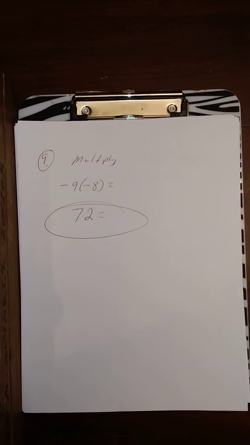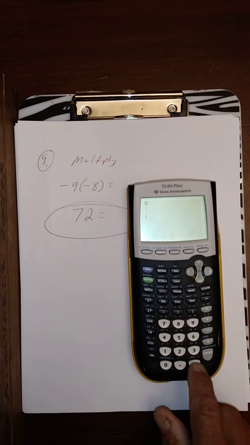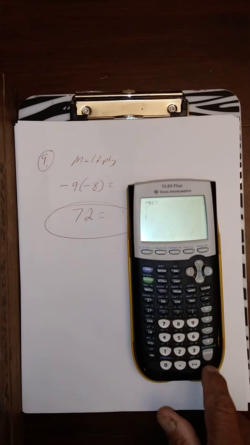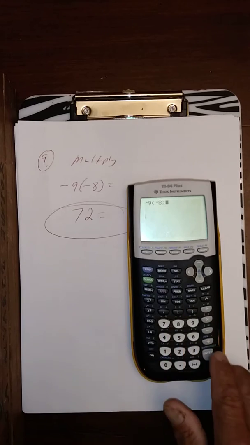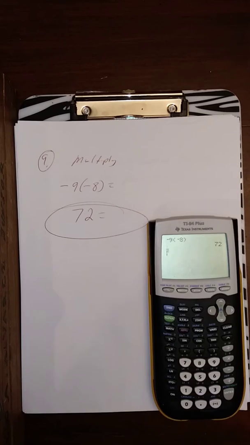We have multiply negative times negative. Okay. So let's clear it. So negative 9 parentheses negative 8 parentheses enter is a positive 72. There it is.